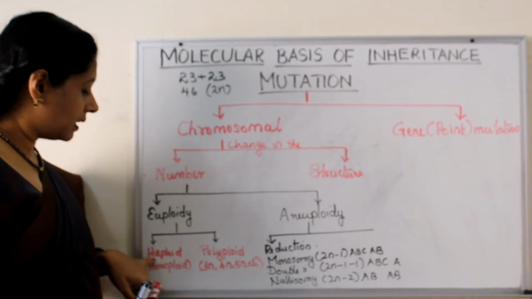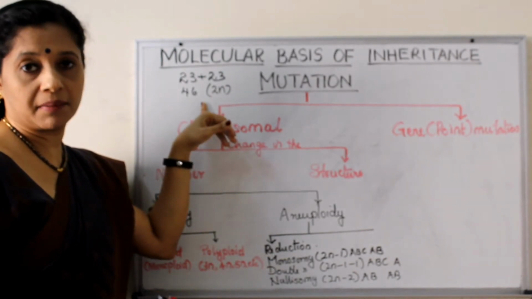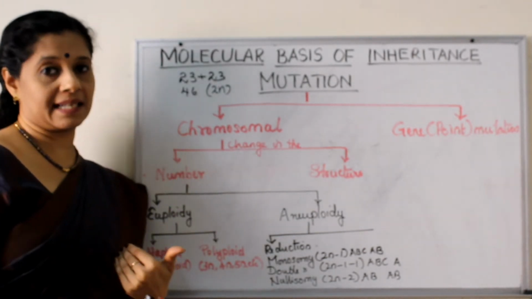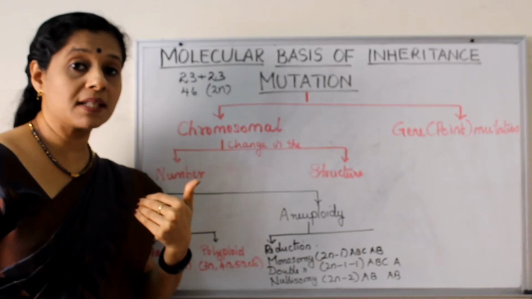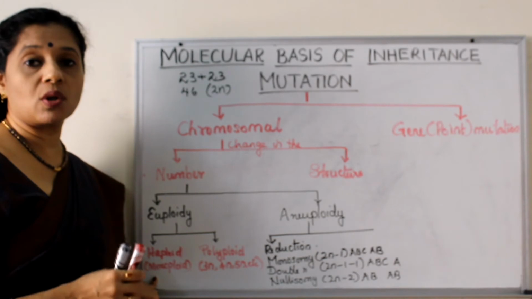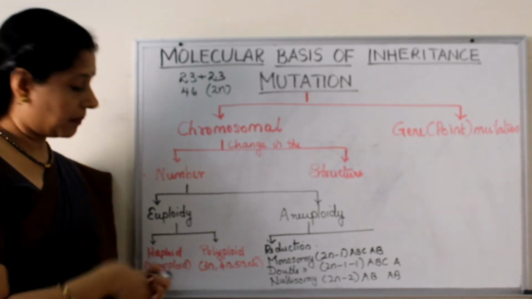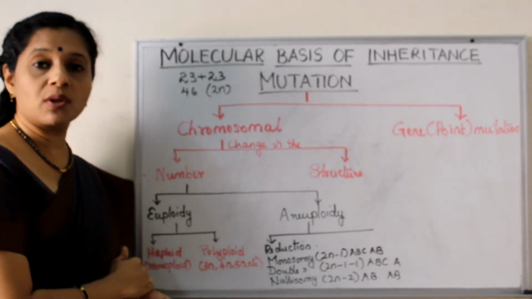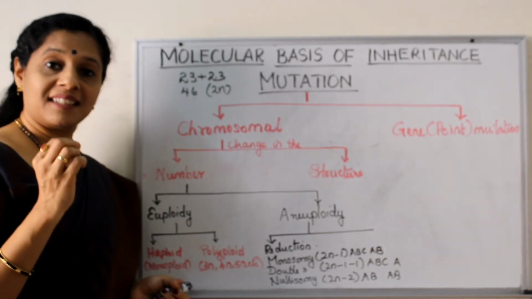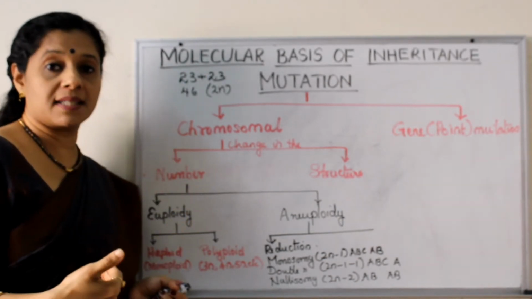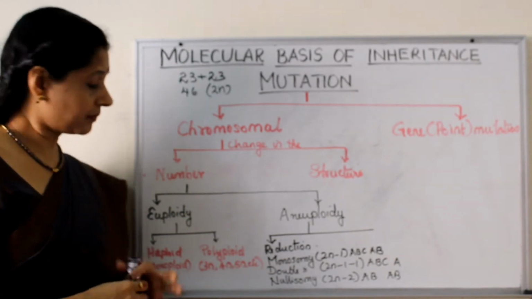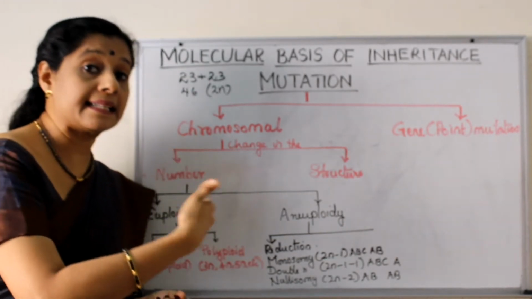For example, if there is less than the diploid number, we know the diploid number is 46, 2n. If there is one set less, that is n. So that condition we call haploid, or monoploidy. But again we cannot reduce further, because one more set gone means no chromosomes, so the organism is not there. So from the diploid condition, if one set is missing and only one set is available, that is called a monoploid or haploid condition.